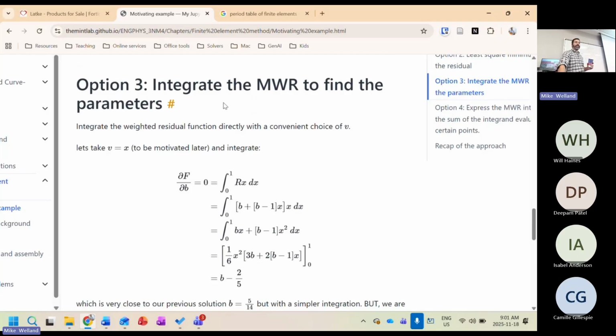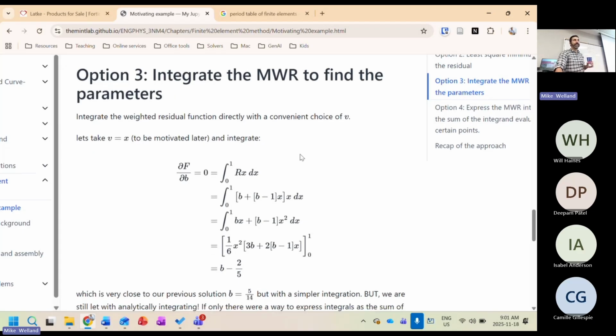We can integrate that form to find the parameters with some convenient choice of v. If we do dr by dv, then we have to worry about our symbolic differentiation. We don't necessarily want to do that. One option, which I'll talk about later, is just to say that v is equal to x. It's a weird way to do it, but it turns out to actually be mathematically robust, especially when you get into Galerkin.